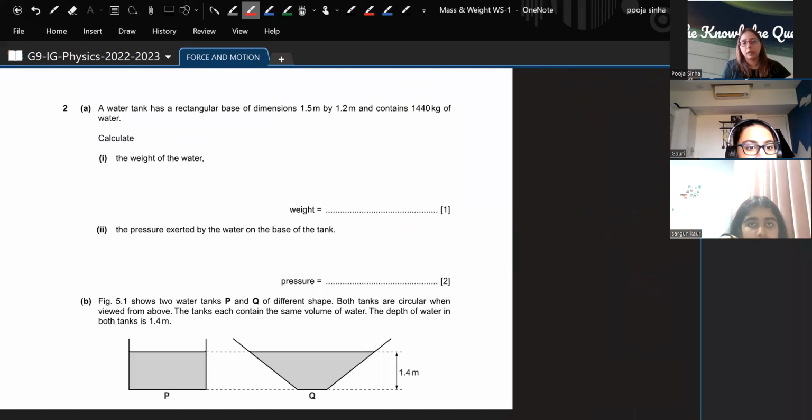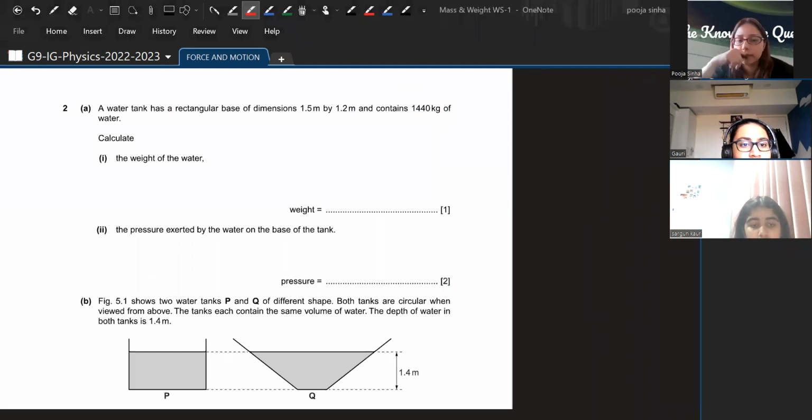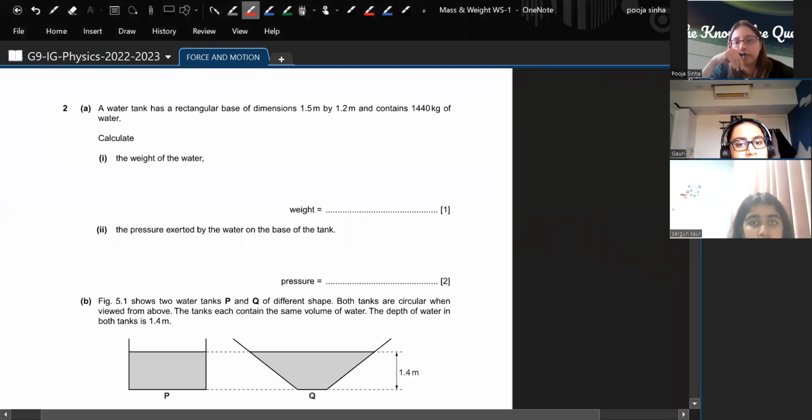Next question. Someone read the question, please. A water tank has a rectangular base of dimensions 1.5 meters by 1.2 meters and contains 1,440 kg of water. Calculate the weight of the water.